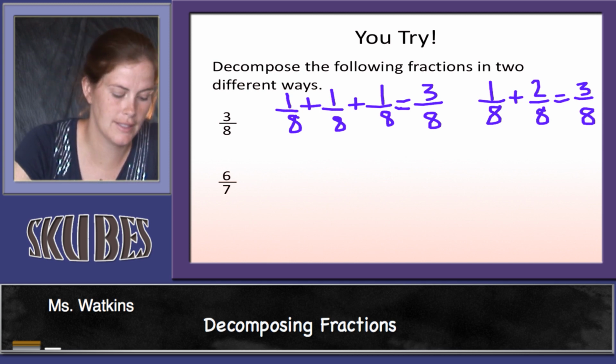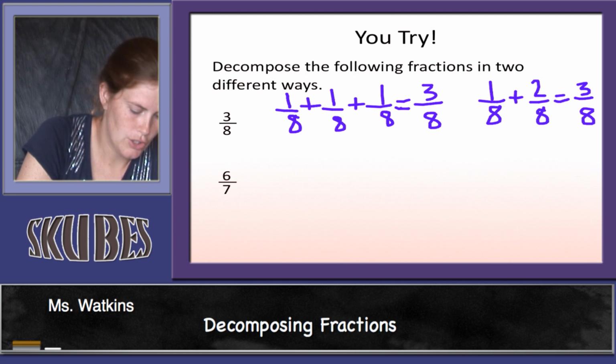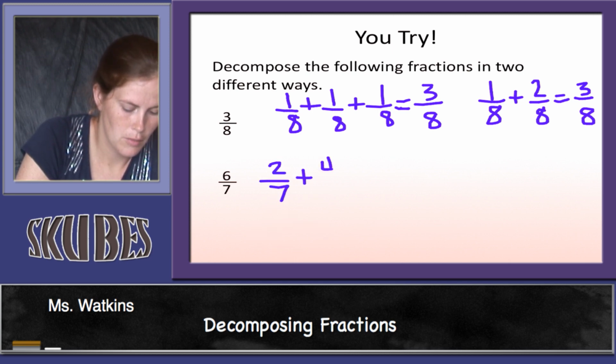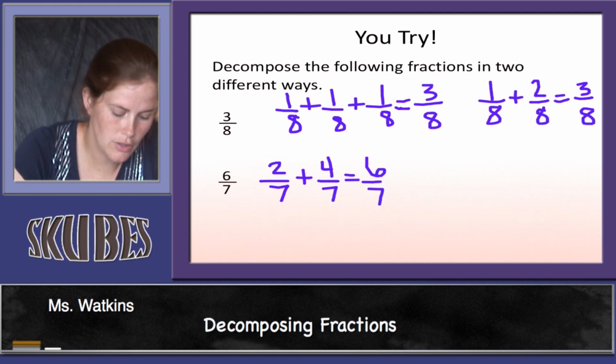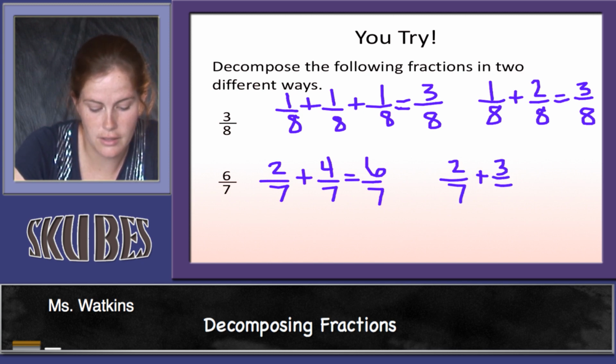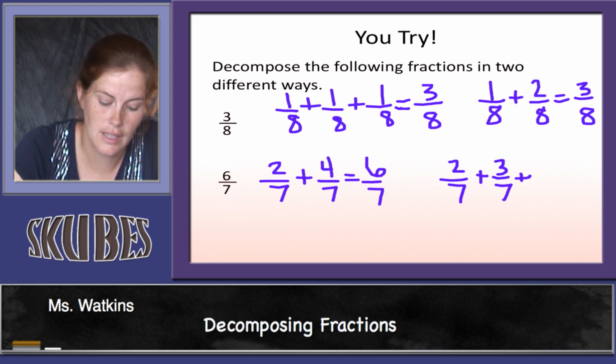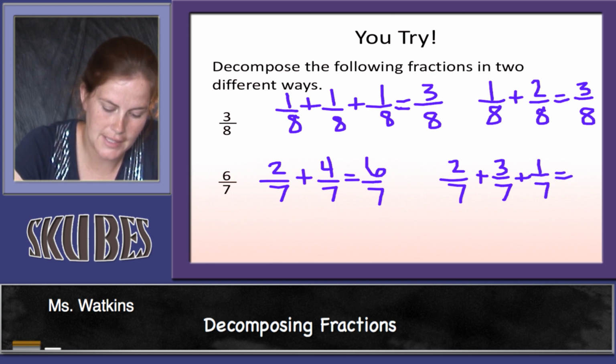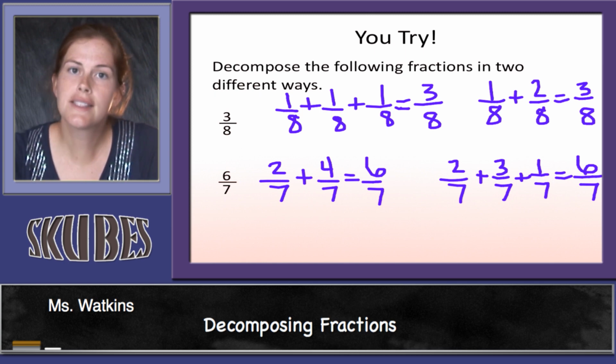Let's look at 6/7. I could do 2/7 plus 4/7 because that equals 6/7. And I could also do 2/7 plus 3/7. That would give me 5/7. And then 1/7 because that equals 6/7. This concludes our lesson on decomposing fractions.